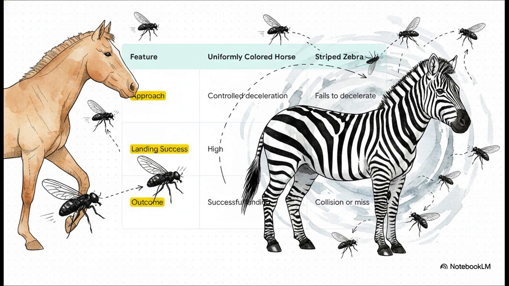Just look at this. When biting flies, like horseflies, go to land on a horse, it's easy peasy. They slow down, they have a controlled approach, they land, they bite. But look what happens with a zebra. The flies come in hot, at full speed, but they can't seem to slow down. They either crash right into the zebra, or they have to swerve away at the last second. Their landing success rate is terrible. The stripes are basically a high-tech anti-fly landing system.